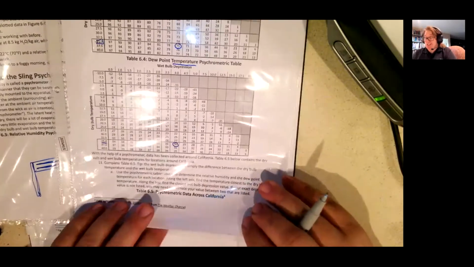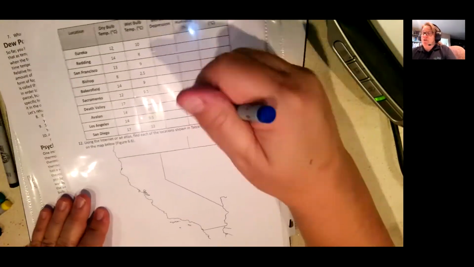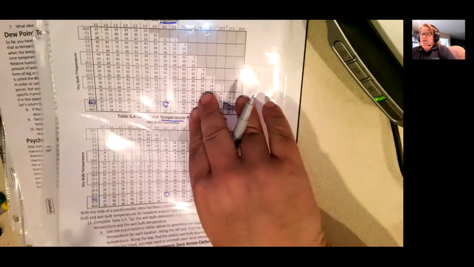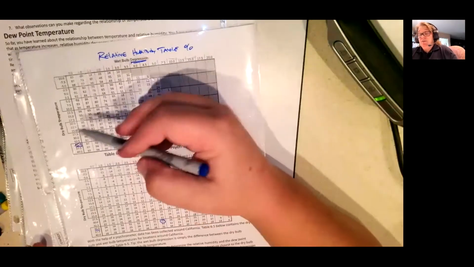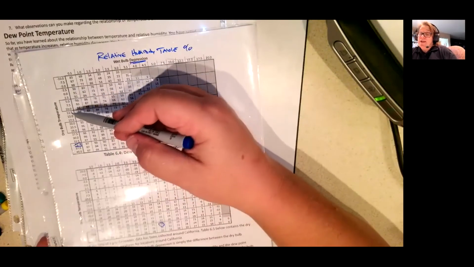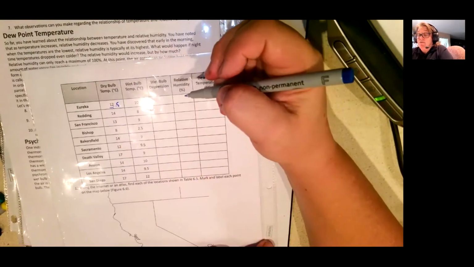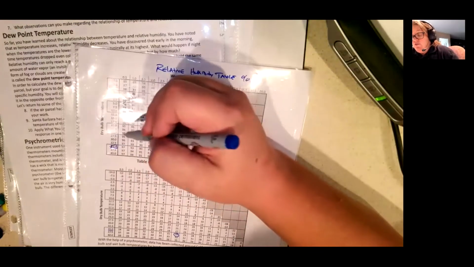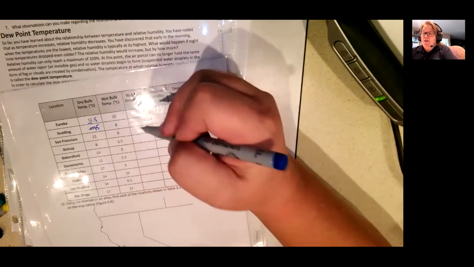All right, now the next part is a little tricky because it asks you for numbers that are not specifically on the table, meaning that it's asking, see how it says 12 degrees? Well, 12 isn't on here, 12.5 is. So you could use 12.5, so you can go ahead and change that to a half. Right? And then Reading, it says it's 14, and there is no 14. So just go ahead and pretend that's 15.